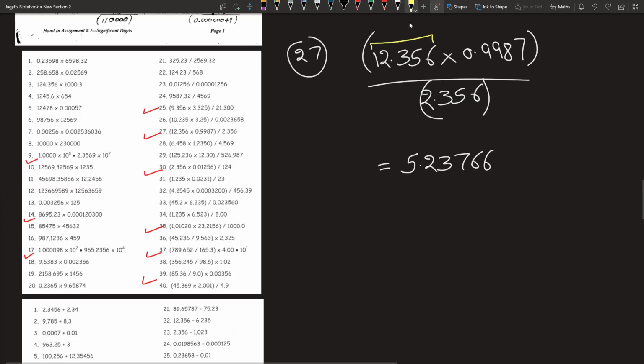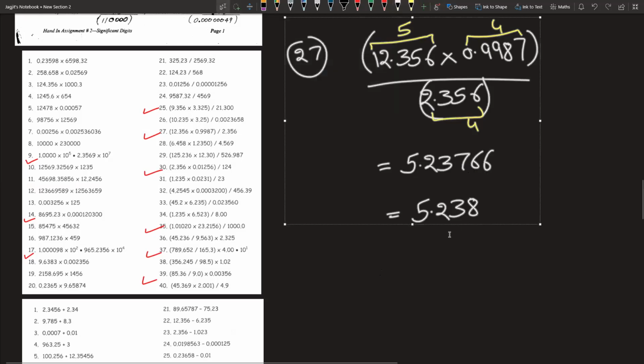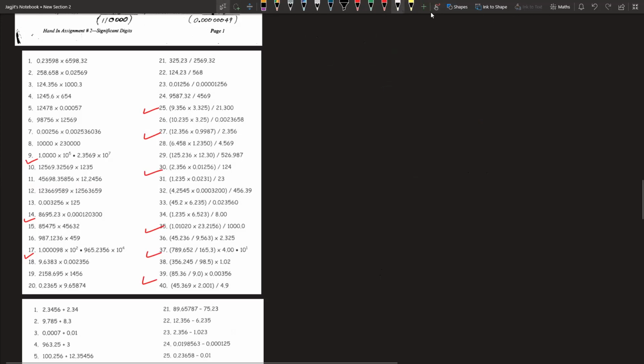How many sig figs are there? 5. On here, 4. On here, 4. My answer should have only 4 sig figs. So this should be 5.23, and instead of 7, we round it up to 8 because there's 6 after. Okay, should be pretty simple. I'm just going to do the last question now, which is number 39.